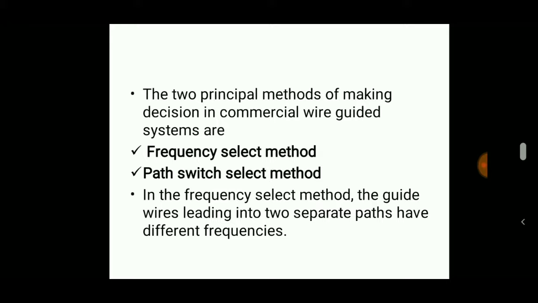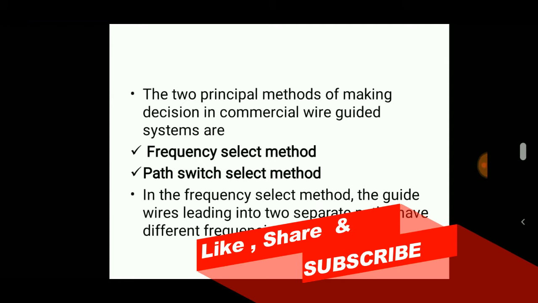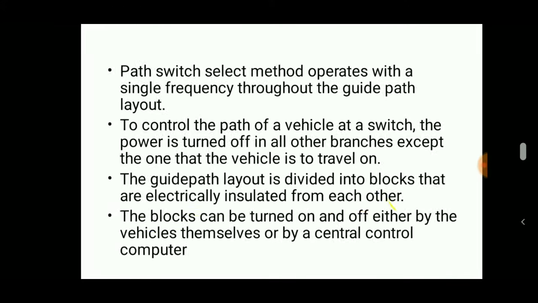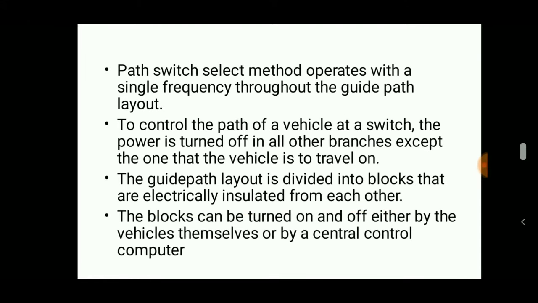The two principal methods of making decisions are the frequency select method and the path switch select method. In the frequency select method, the guide wires leading into two separate paths have different frequencies, and the path switch select method operates with a single frequency throughout the guide path layout. To control the path of a vehicle at a switch, the power is turned off in all the other branches except the one that the vehicle is to travel on.